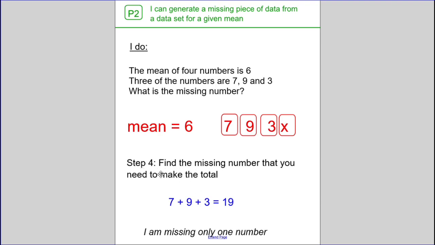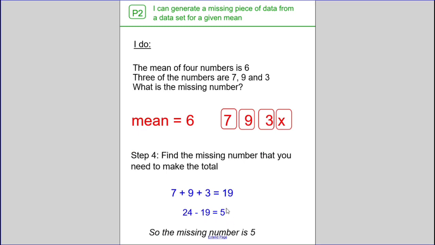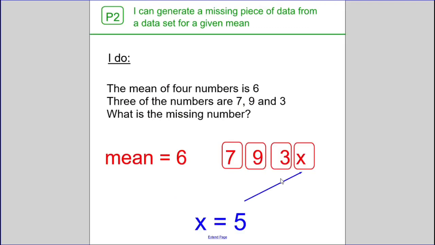Step 4, find the missing number that you need to make this total. So I've got 19 so far, and remember I want to make a total of 24. So I'm going to do 24 subtract the 19 that I have so far, which is going to give me 5. Finally, remember we need to answer the question, so we need to write down x equals 5, as we were asked to find the letter x.